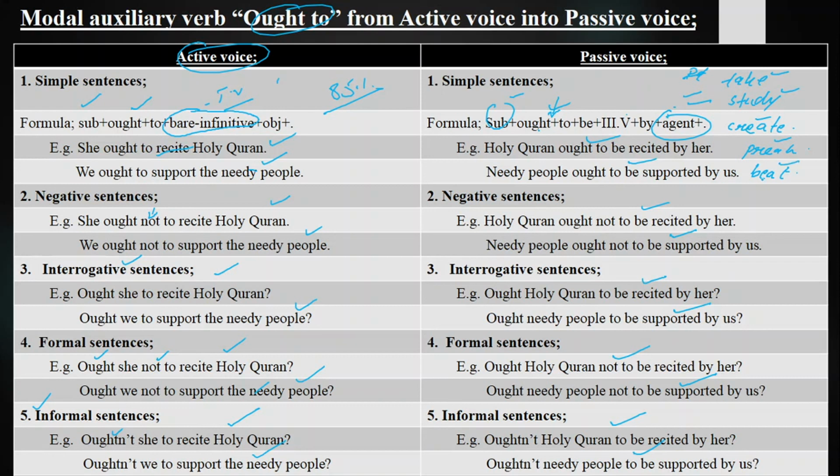And beat. You ought to beat him. He ought to be beaten by you. He ought not to be beaten by you. Ought he to be beaten by you? Ought he not to be beaten by you? Oughtn't he to be beaten by you?